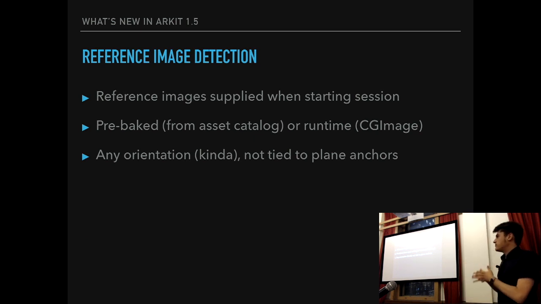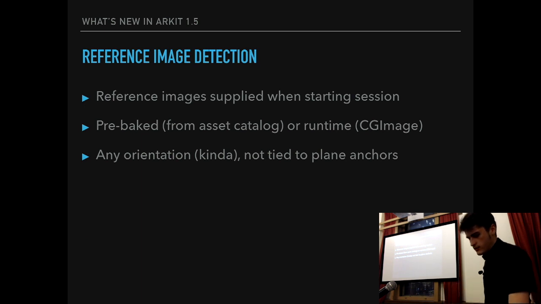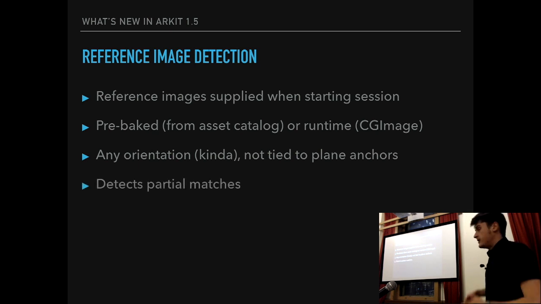What's cool about this feature is that it allows you to detect images at any orientation, kind of. It's not tied to your plane anchor, or to specifically horizontal or vertical planes. It's smart enough to detect images that are somewhat rotated. There are limitations, obviously. And it can also detect partial matches. So, for example, if the camera can only see, let's say, not sure about specific numbers, 80% of the reference image, it can still detect that.